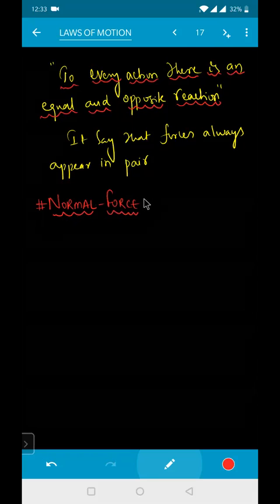Normal force is nothing but the force which one surface will exert on the other. We can talk about a free body diagram before that. A free body diagram is a body represented by a dot, and each external force is represented by a vector. Say this is your table. On this table, there is a block of mass, say, M.